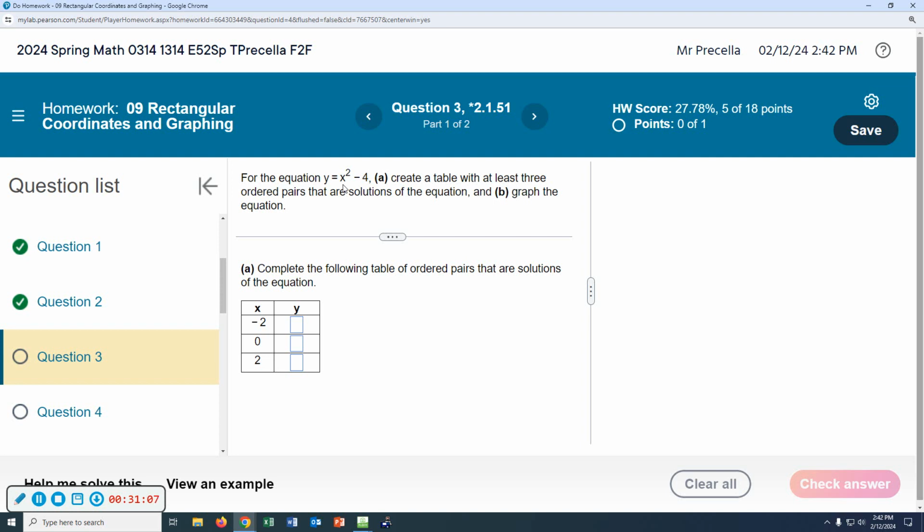Looking at number 3, is this going to be a line? No. What's wrong? X squared. If we didn't have that x squared, it would be a line. If we didn't have an exponent there, it would be a line. But here we have a square, so the graph will not be a line.